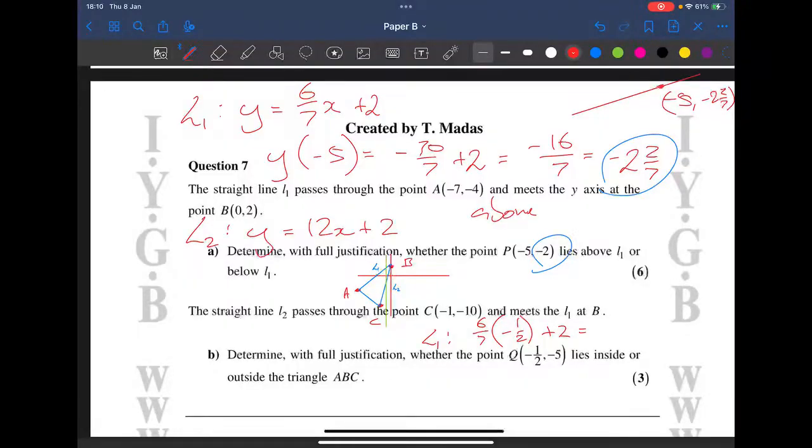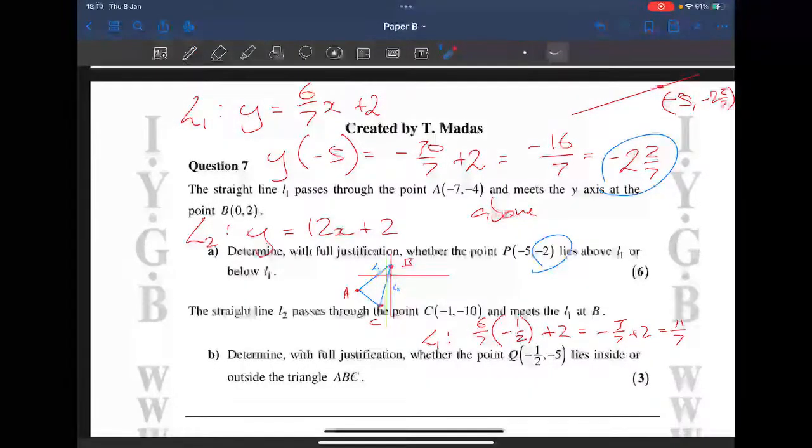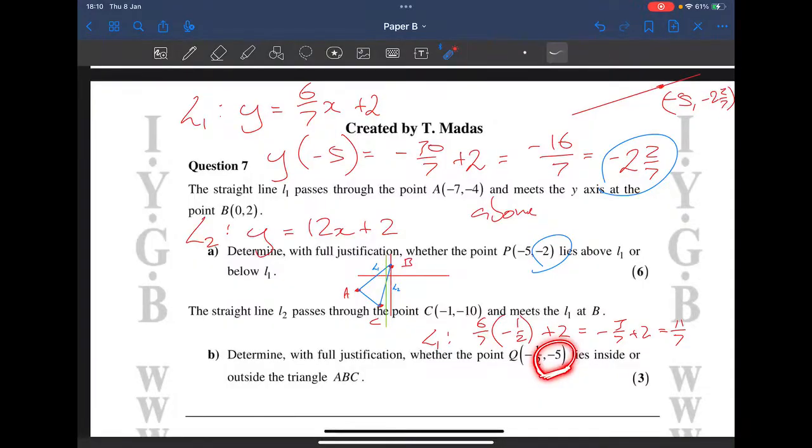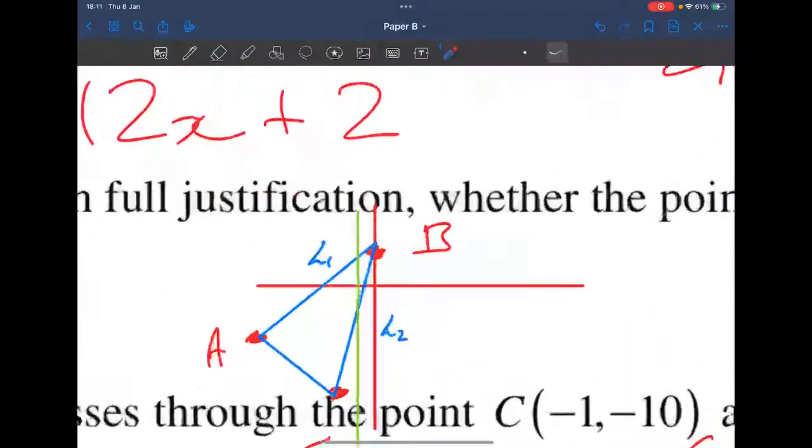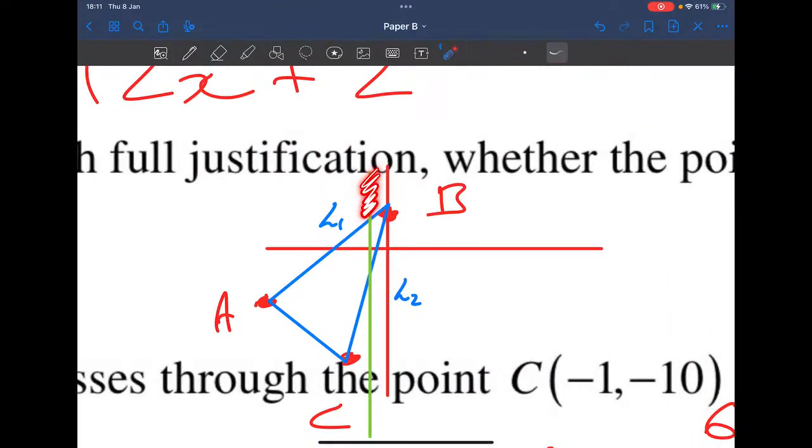Doing that, a half of 6 is 3. So we'll have negative 3 over 7 plus a 2. 2 again is 14 sevenths. So this is 11 sevenths, which we can see is much bigger than minus 5. So line L1 is above Q. So that's kind of limited. If you think about this green line again, Q's not up here. It must be somewhere down here.